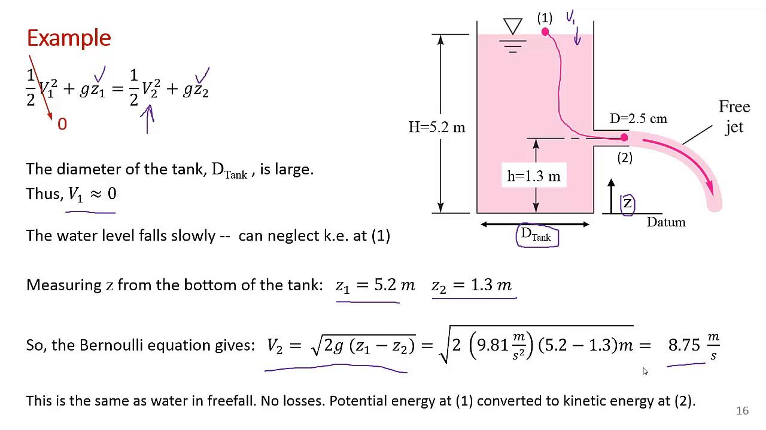You may notice that this velocity, the square root of 2g delta h, is the same as for a free-falling object. In your physics course, your dynamics course, you've probably done these kinds of calculations. And so this is the fluid dynamics equivalent of a falling object. All of the potential energy at 1 has been converted to kinetic energy at 2. Remember, we have no losses, so it's just like a falling object. There's no viscous losses in Bernoulli's equation.